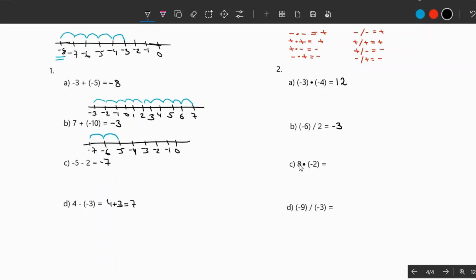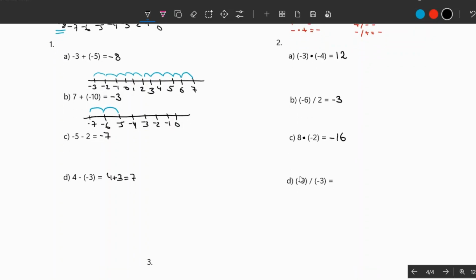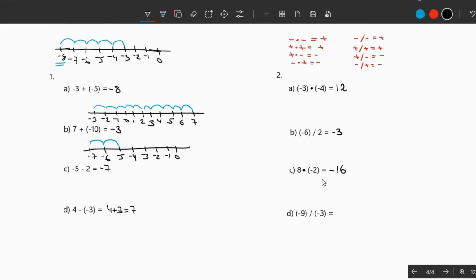If we have a positive number and we multiply it with a negative number, that should give us a negative answer. So minus, and 8 multiplied by 2 equals 16. So negative 16. Let's move on to this question. We have a negative number divided by another negative number. So negative divided by negative should give us a positive answer, and 9 divided by 3 equals a positive 3.